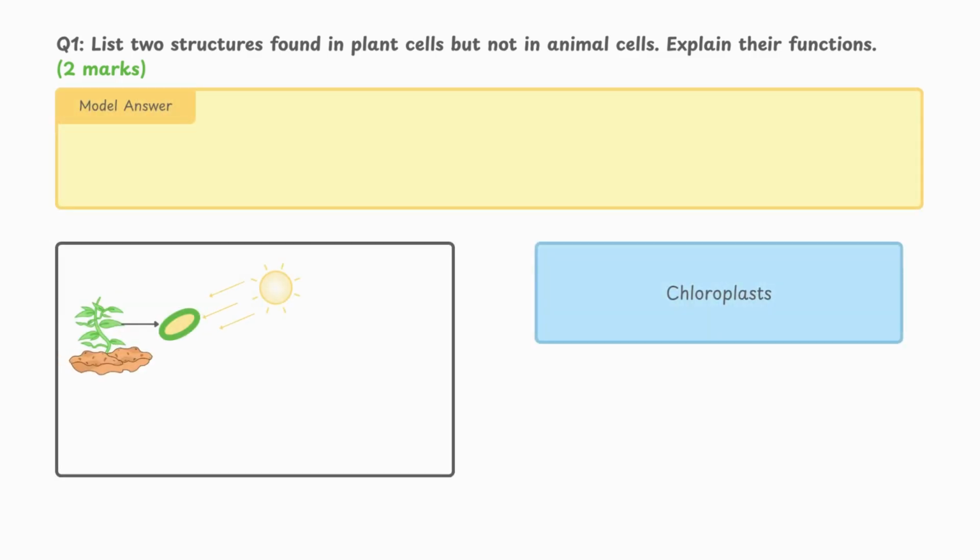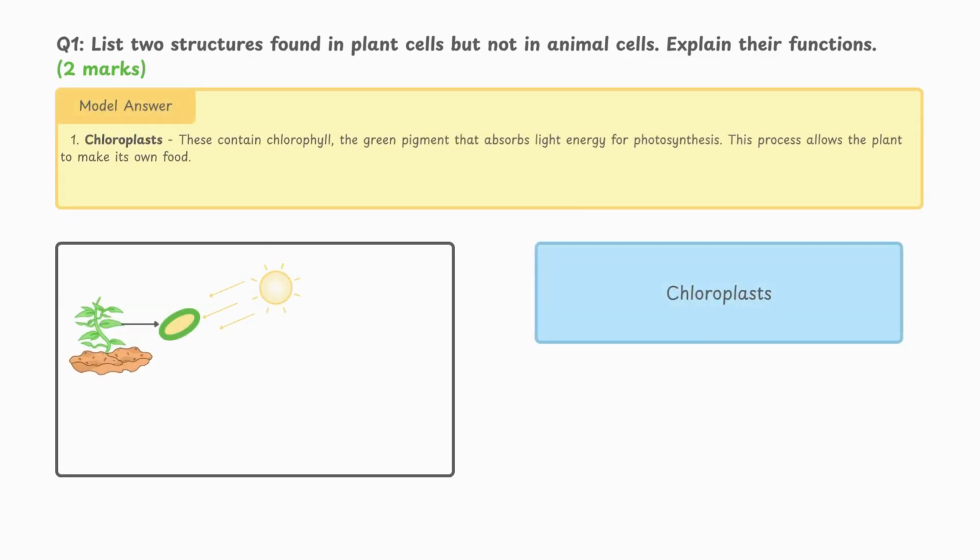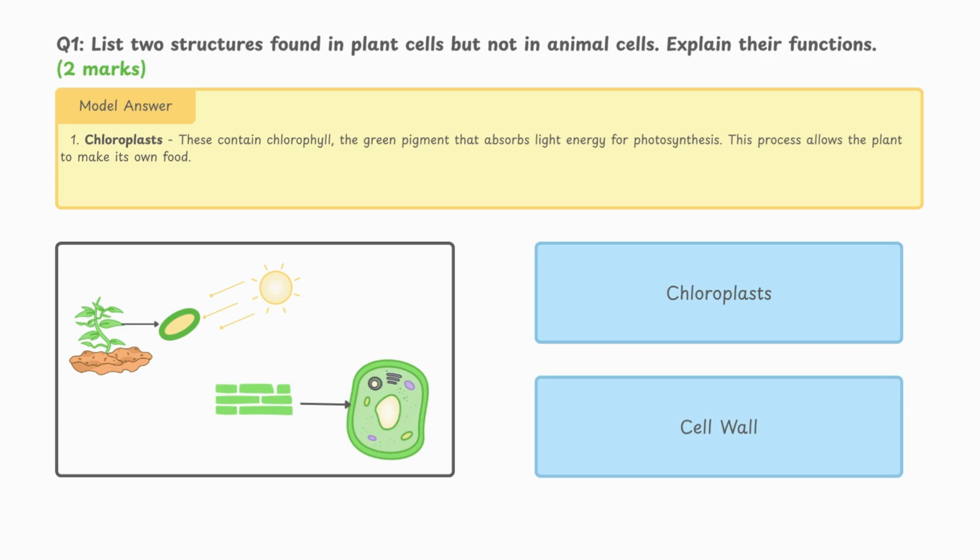First, we have chloroplasts. These contain chlorophyll, the green pigment that absorbs light energy for photosynthesis. This process allows the plant to make its own food. Next, the cell wall. It's made of cellulose, which helps the cell keep its shape and provides strong structural support for the whole plant.